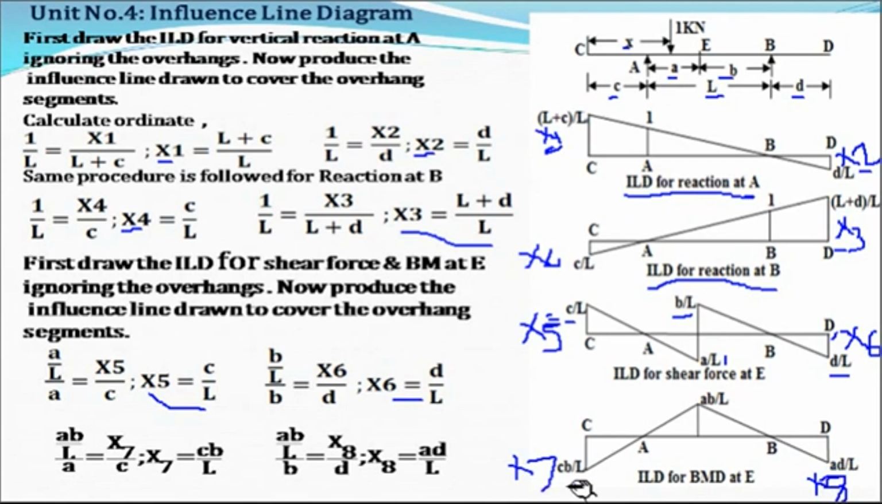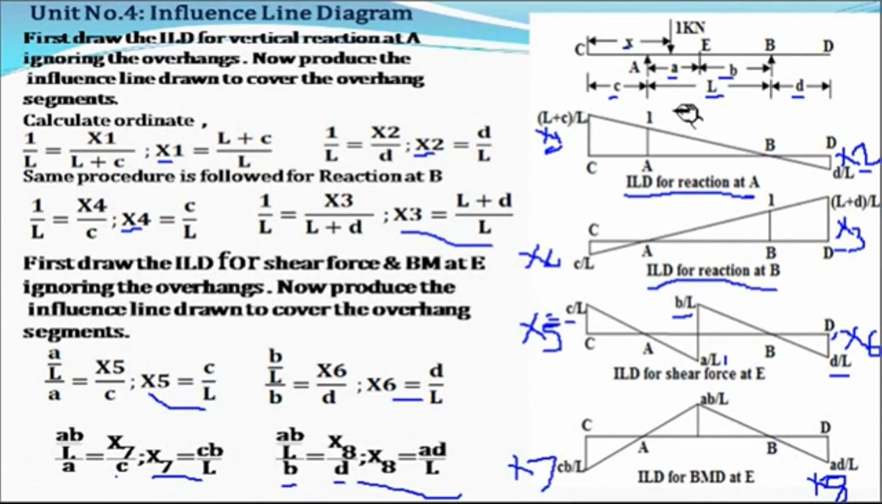Now to find out this ordinate x7, we'll consider these two triangles. Now x7 will be equal to AB upon L, and this length AE will be equal to length AC. A is nothing but A and AC is nothing but C. So we will get the value of x7, that is CB upon L. Now to find out the ordinate x8, we will consider these two triangles. AB upon L will be equal to x8 and EB will be equal to BD. EB is nothing but small b and BD is nothing but D. So we'll get the value of x8.